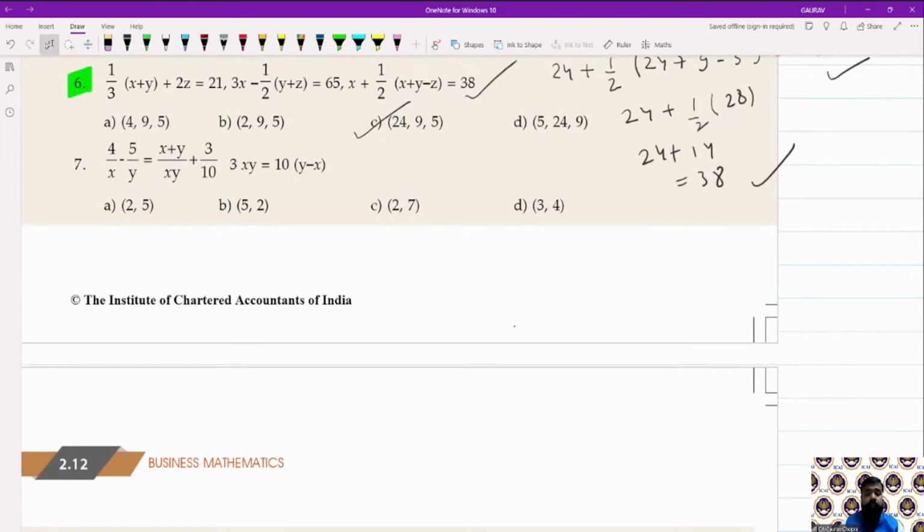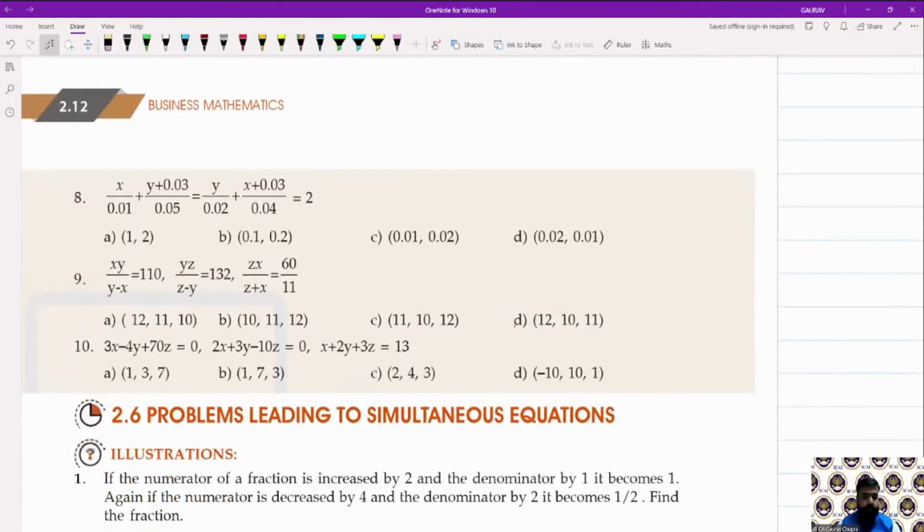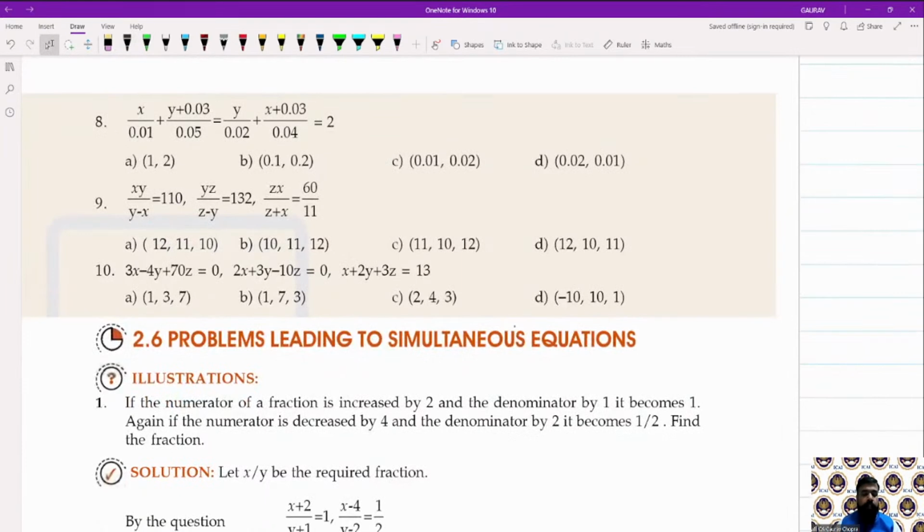Then question number 7, we have already done in the previous exercise, so it is repeated here. And now, the 8th one. Let's try the 8th one. x upon 0.01, y plus 0.03 upon 0.05 is equal to y by 0.02, x plus 0.03 by 0.04, and the total is equal to 2. Now we have to check which is satisfying the result.